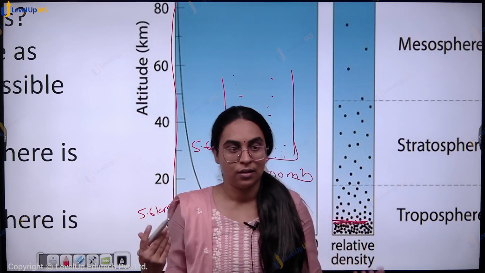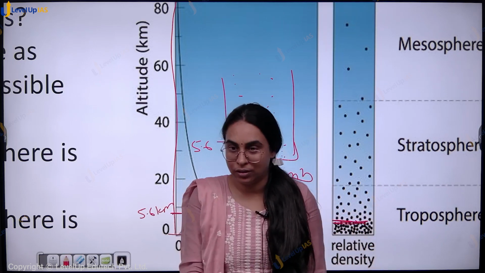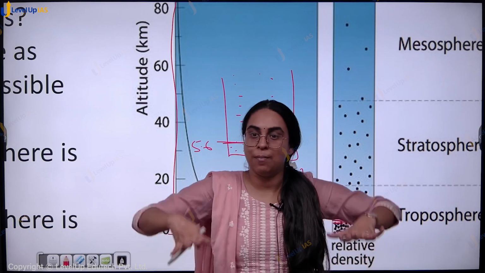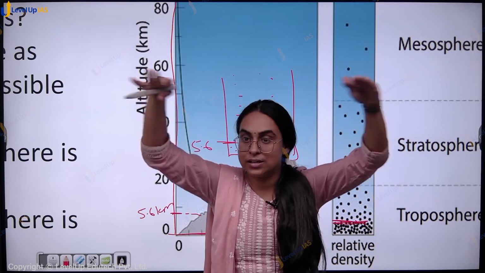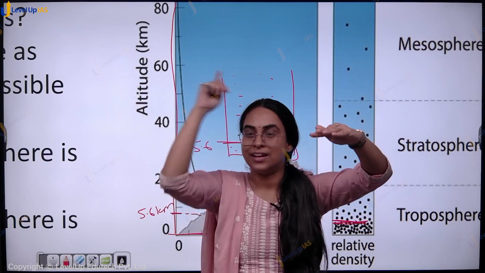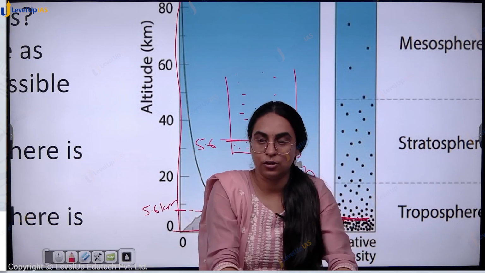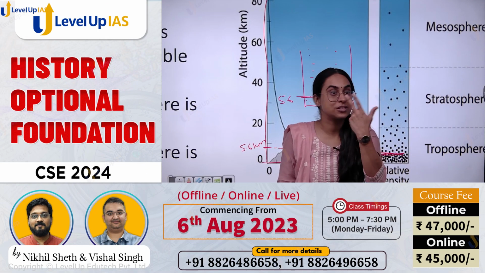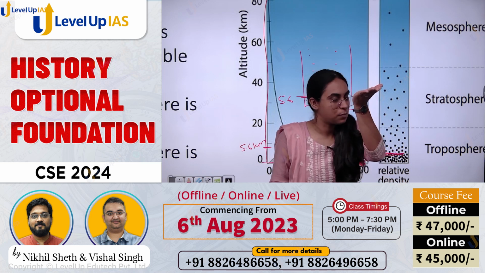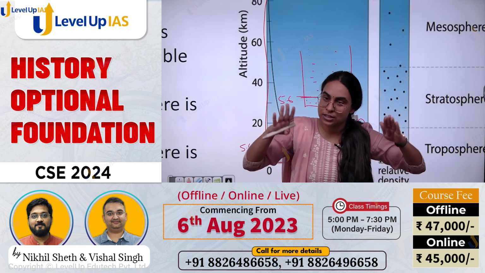Why? Because my body is used to the pressure at sea surface. If I go above, say to the top of the Himalayas, the atmospheric pressure is very low, but my body pressure is very high. So what happens? The nose starts bleeding. Why does the nose start bleeding as you move higher in altitude? Because the atmospheric pressure has fallen.